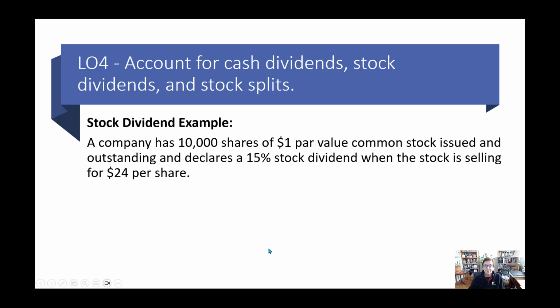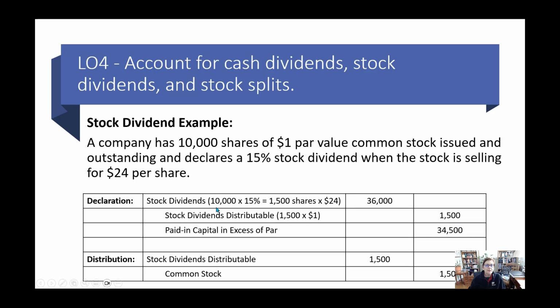Let's look at a stock dividend example. Let's say a company has 10,000 shares of $1 par value common stock issued and outstanding, and the company declares a 15% stock dividend when the stock is selling for $24 a share. So the company is going to issue 10,000 times 15% more shares.